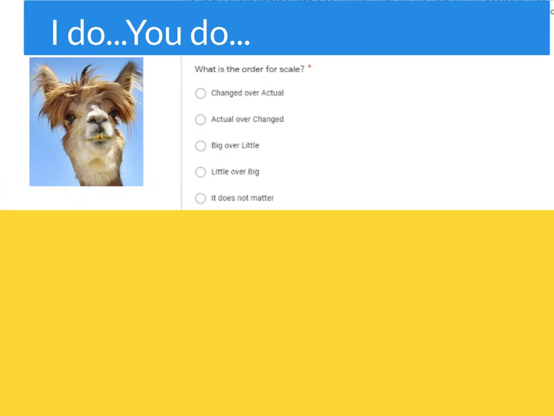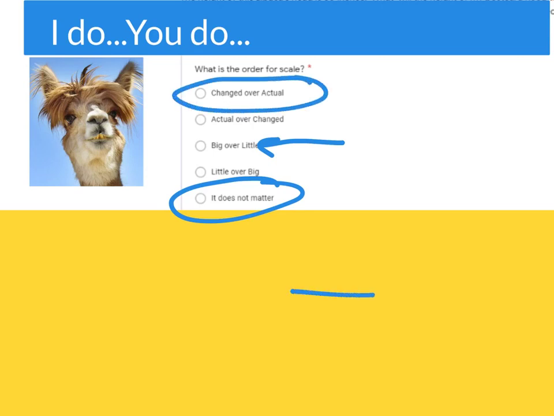Next one is, what is the order for scale? Changed over actual, actual over changed, big over little, little over big. I'm going to talk about this one. I don't know why, but people want to do big divided by little every time. It shouldn't be. And of course, this one is completely wrong. One of the things I'll tell you about proportions is order matters. Order matters. Order matters. That's why I try to get you to use your labels. So the correct answer is, of course, changed over actual. Every single one that I've done, I've labeled like this, changed over actual.